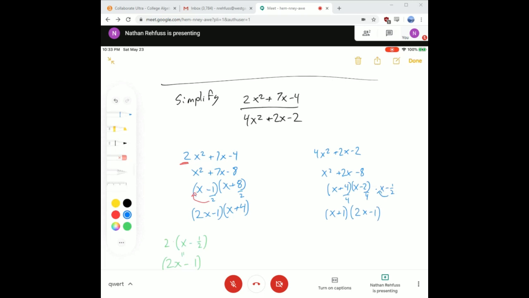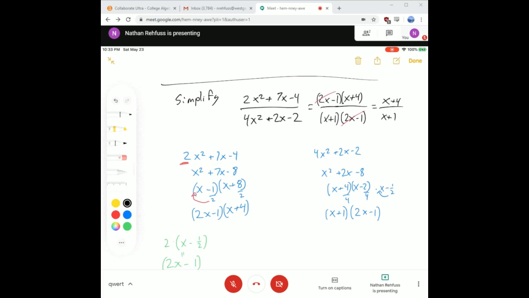So this whole thing is 2x minus 1 times x plus 4, all over x plus 1 times 2x minus 1. Just like before, these folks can cancel out. We just get x plus 4 over x plus 1.